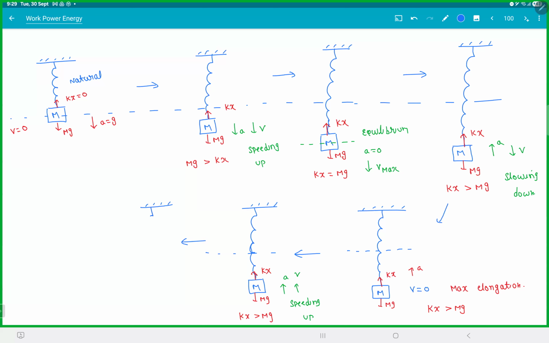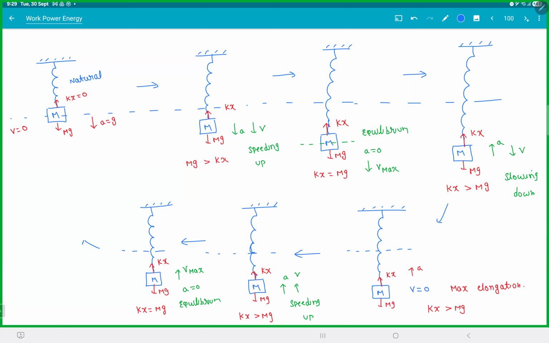Then again, you reach a state, kx and mg, where kx becomes equal to mg again. Again, you reach equilibrium. At this point, your acceleration becomes 0, but you have got maximum speed in the opposite direction. This is again equilibrium. So there are 2 times you'll get maximum speed in one oscillation.